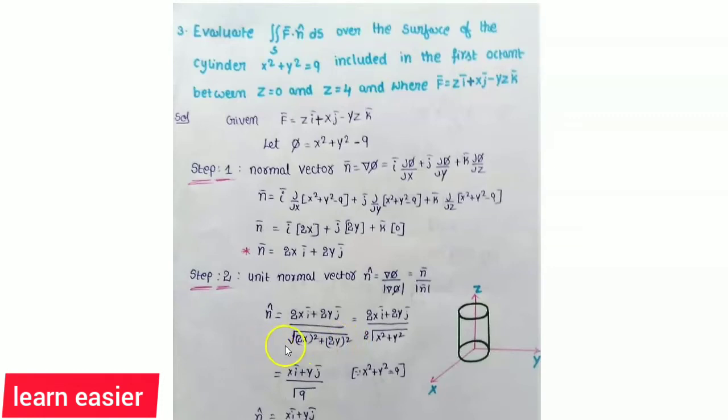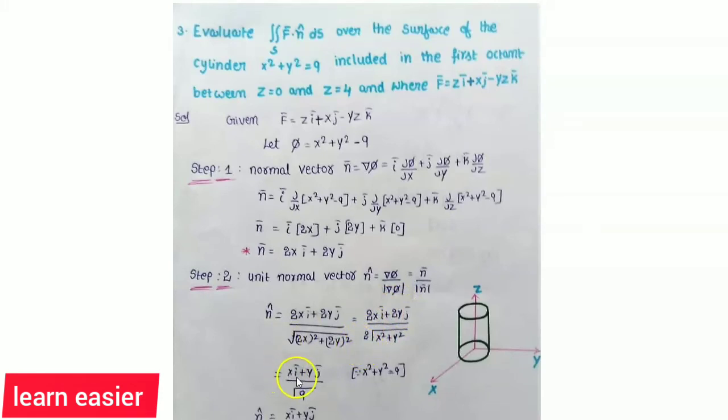Let's take the 2 common. You can take 2 common for the numerator, and then here you can see (2x) whole square is 4x square and (2y) whole square is 4y square. That means you have taken the 4 outside, therefore the square root of 4 becomes 2. So 2 from the numerator and 2 from the denominator are both cancelled out.